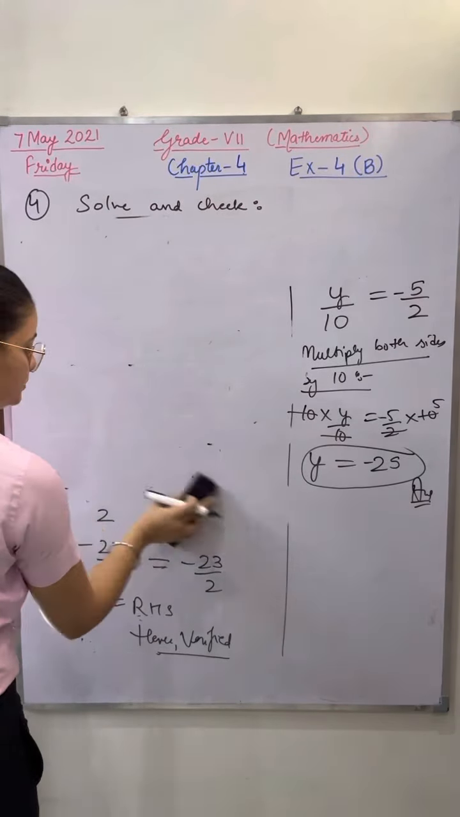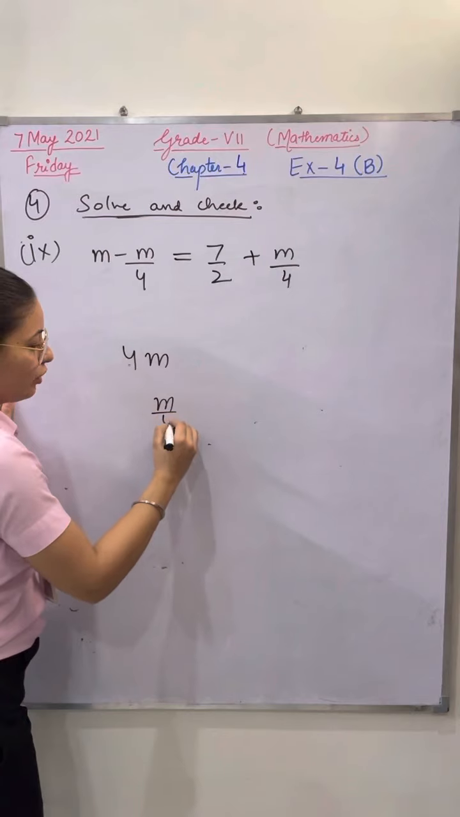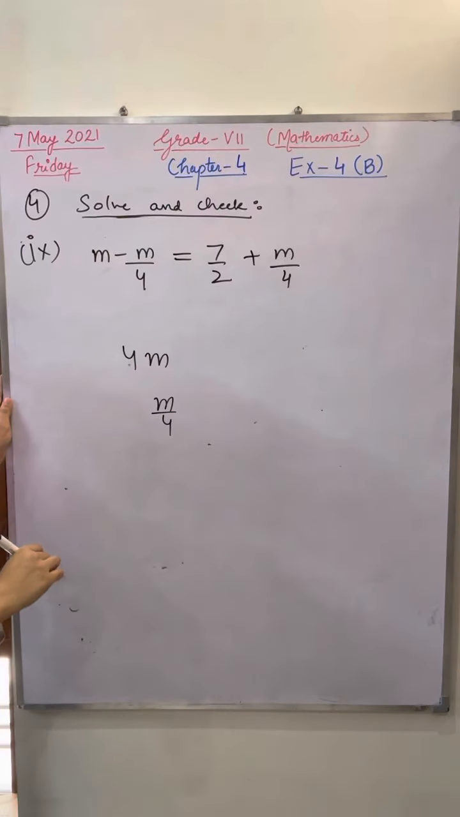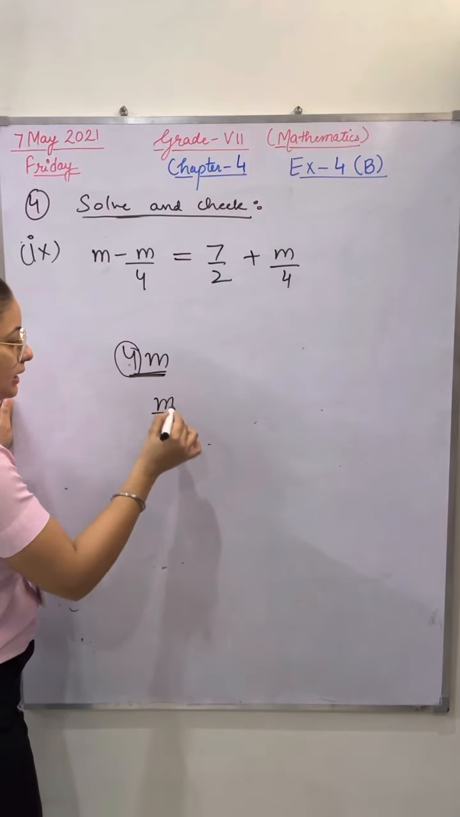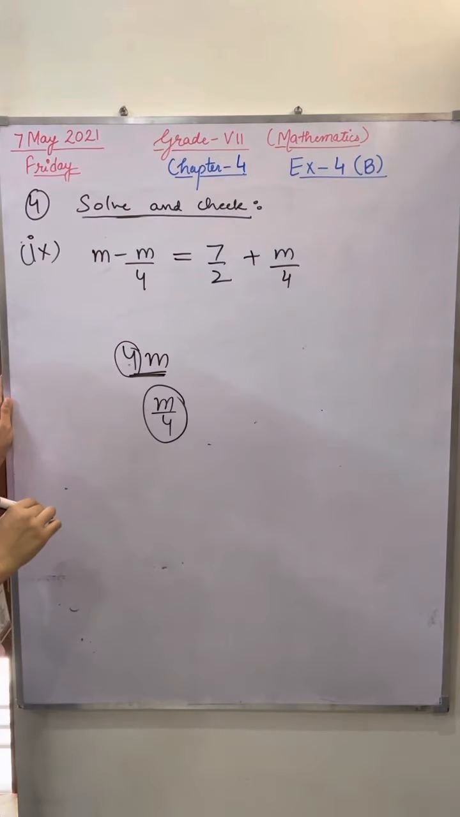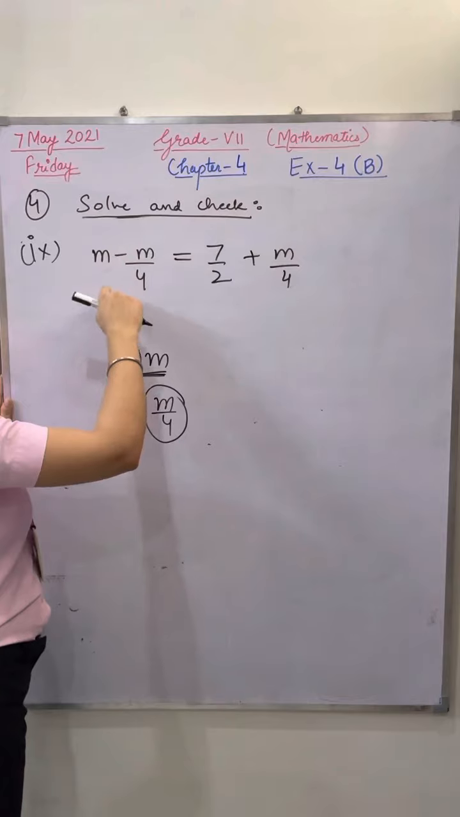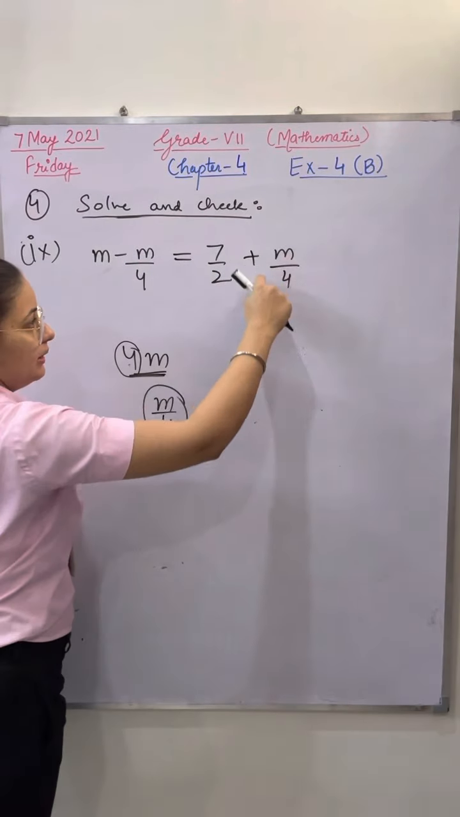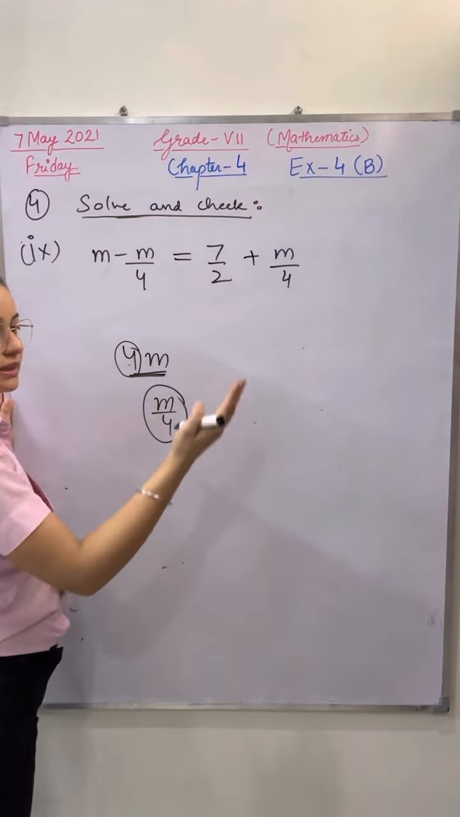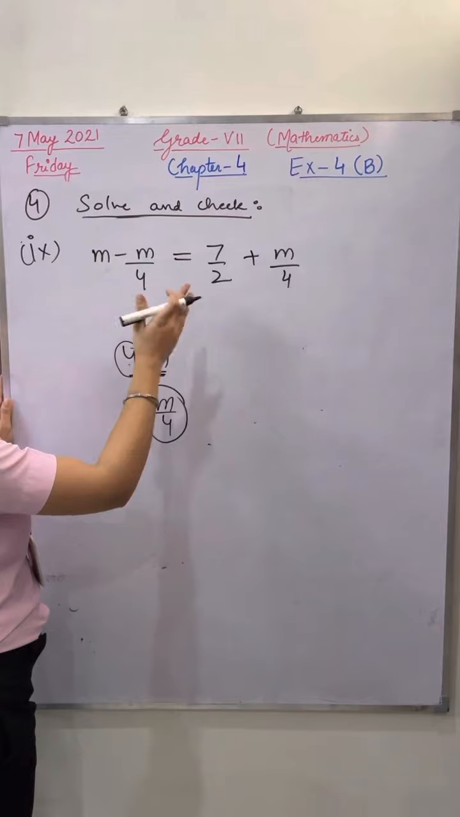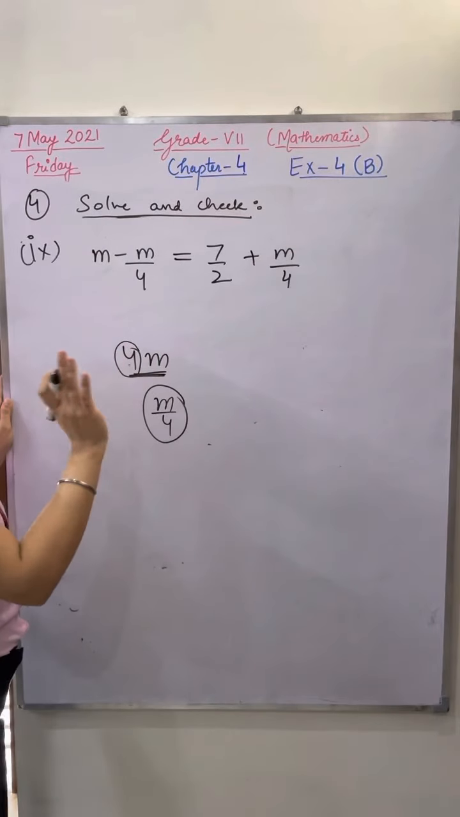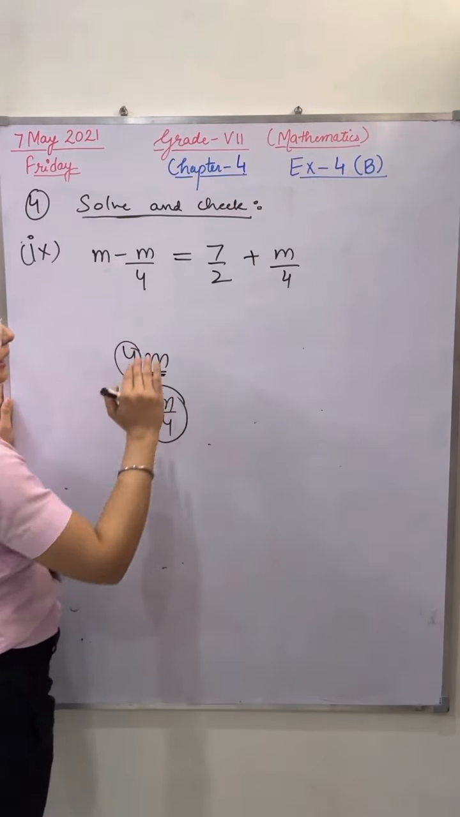4m is a variable. m divided by 4 is again a variable. You can't say 4 is constant, this is a complete term. So this is variable, this is variable, this is variable. This is constant, so constant is on the right hand side. Our rule is that we have to shift constants to the right hand side. We don't have any constant here, so let's move with the variable.